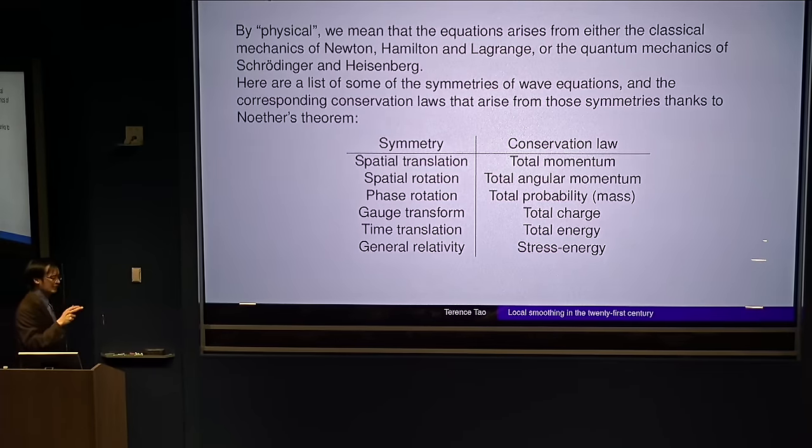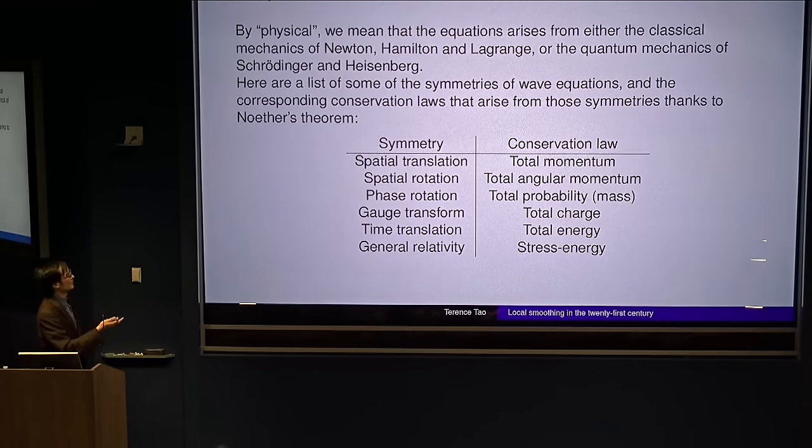So first of all, there's an asterisk about physical system. Not every equation, if you had an arbitrary equation, usually nothing's conserved. It's only the physical equations that get conservation laws. And physical has a technical meaning. It means that either you obey classical mechanics, Newton's laws, Hamilton mechanics, and Lagrangian mechanics, or you obey quantum mechanics, Schrodinger's laws and Heisenberg's law. For both of those, we have Noether's theorem. But for anything else, you don't, pretty much.